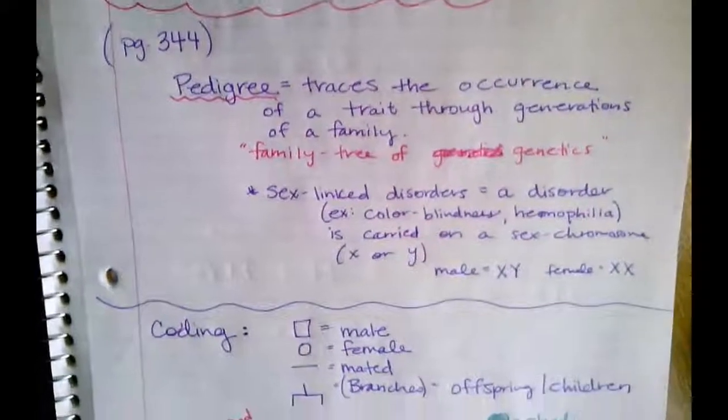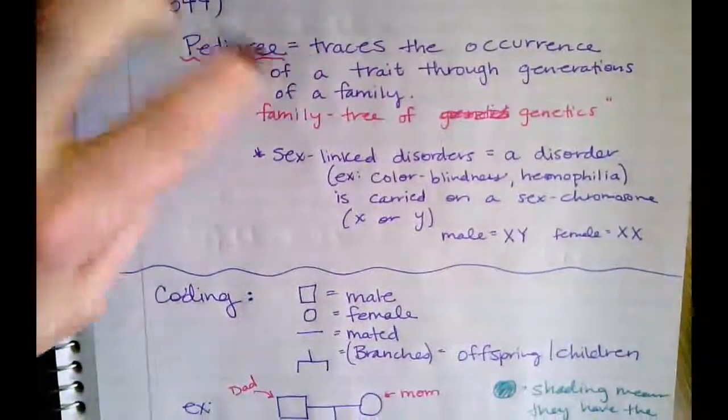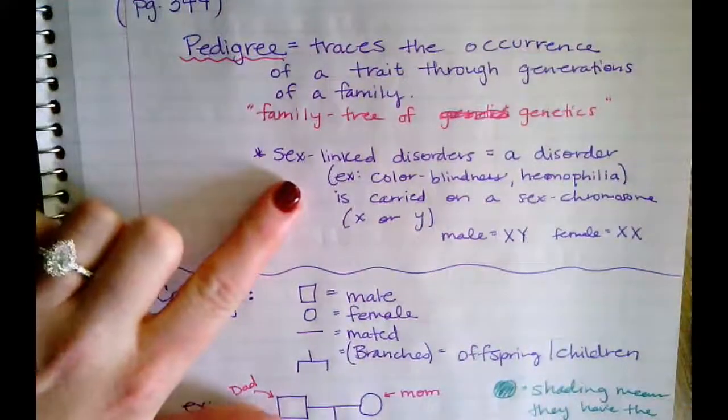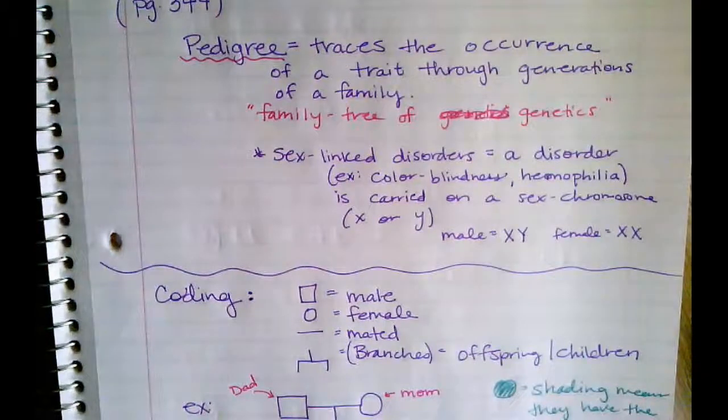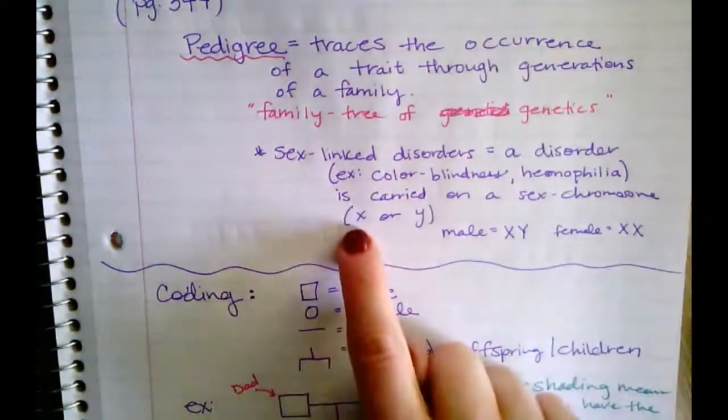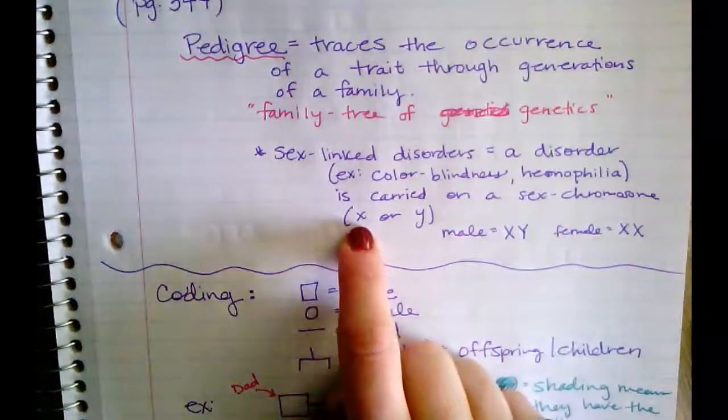Sometimes with pedigrees, we trace general genetics, but sometimes we trace sex-linked disorders. A disorder is some sort of medical difference, like color blindness or hemophilia. For example, color blindness is carried on the X sex chromosome, but sometimes traits can be carried on the Y. If it's an X, both males and females have X's.